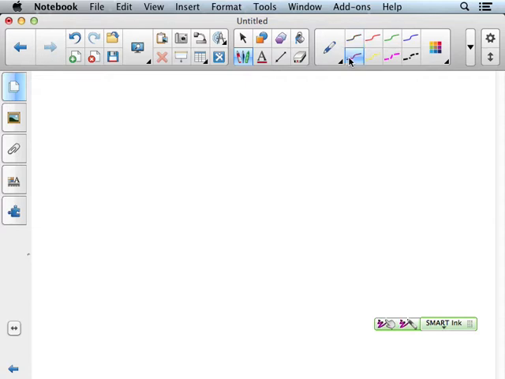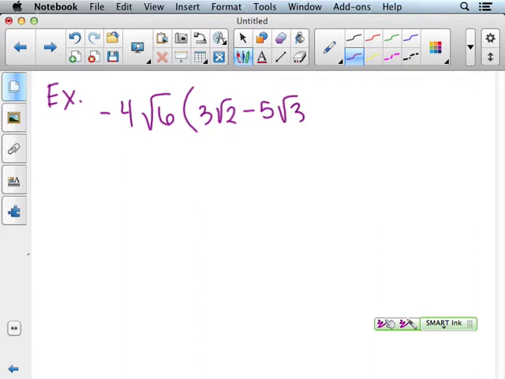we've got like 3 more examples to go through. So this is negative 4 square root 6 times the quantity 3 square root 2 minus 5 square root 3, close parentheses, plus 5 square root 48. So let's start out here by distributing inside the parentheses. What do we get when we distribute and we multiply?